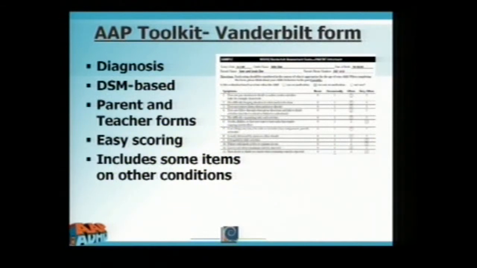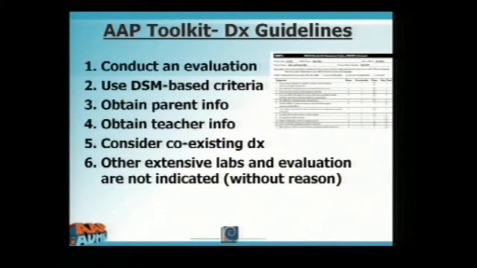It's easy scoring, as I said before, that we'll walk through in the workshop, and includes some other items and coexisting conditions, so conduct disorder, oppositional defiance, anxiety, mood disorders, some brief screens in that are included, which is nice. So it's ADHD plus some of the common issues. These, as a reminder, are just the core tenets of the diagnostic guidelines. Some of these are fairly intuitive, but I think they're worth repeating.